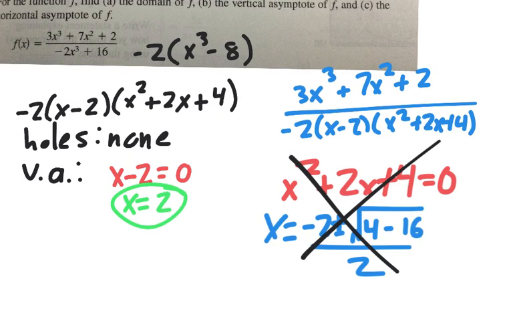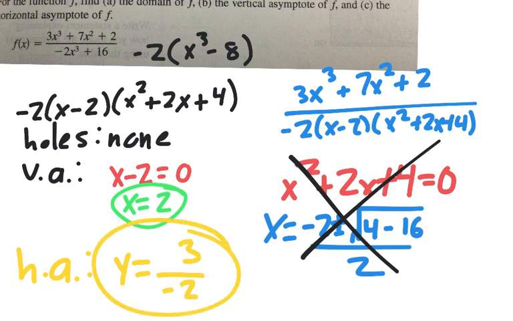Now, find the horizontal asymptote. So go back to the original. The degree of the numerator is 3. The degree of the denominator is 3. So they agree. So I have a horizontal asymptote at y equals the ratio of the leading coefficients, 3 over negative 2, or negative 3/2.